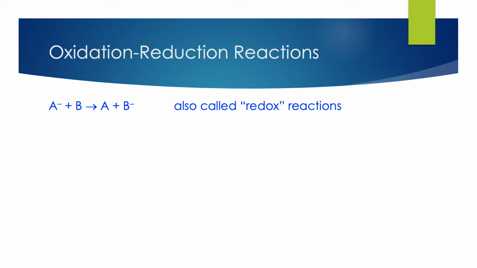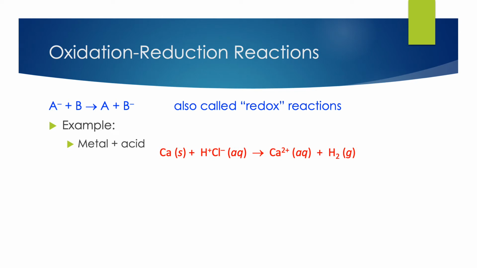Now these reactions, it's a lot to say oxidation reduction every time you want to talk about these reactions, so a lot of chemists use the shorthand to call it redox reactions. So let's see some examples. Key one is metal reacting with acid. We saw some of this in an earlier video.